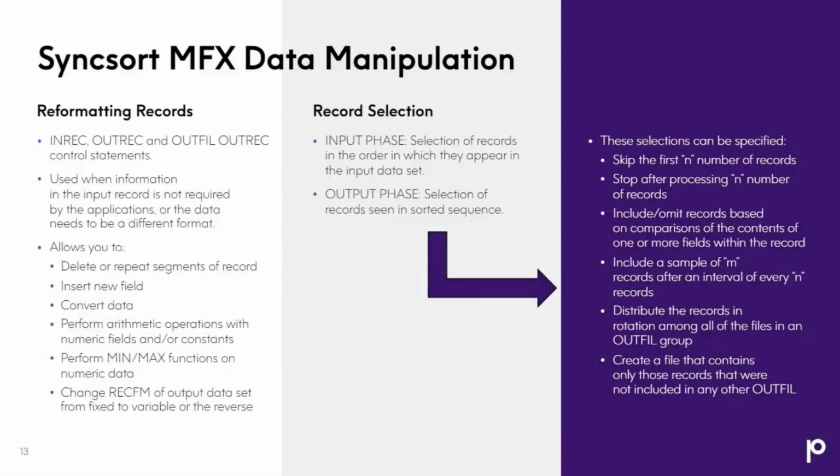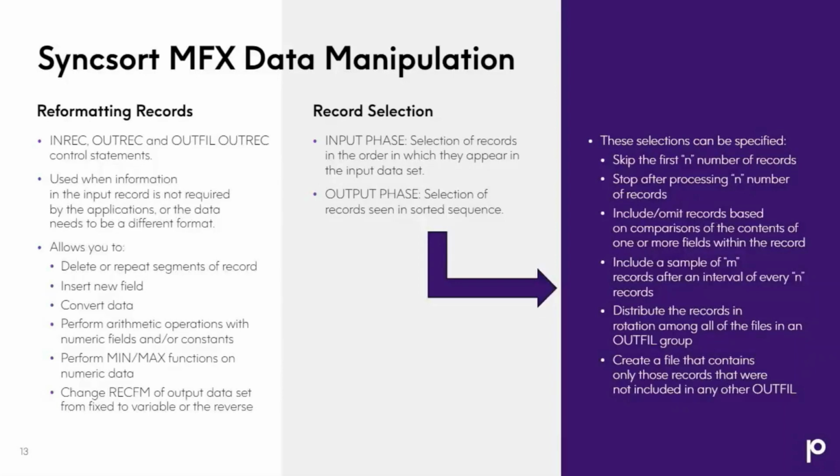When we talk about record selection, there are multiple ways that records can be selected for inclusion in the output. Once again, it's important to understand the flow of the sort and where the particular feature fits into this flow. The resulting output from the sort can be dramatically different if the record selection is performed in the output phase instead of the input phase. If the record selection is done in the input phase, you'll be working on the records in the order in which they appear in the input data set. If the record selection is done on the output phase, the records are seen in a sorted sequence.